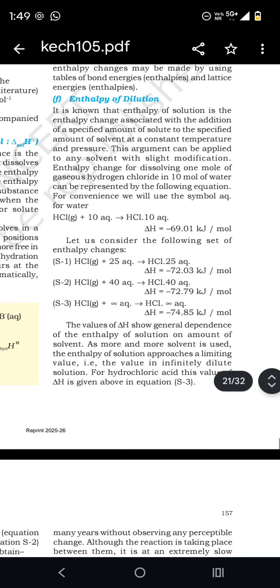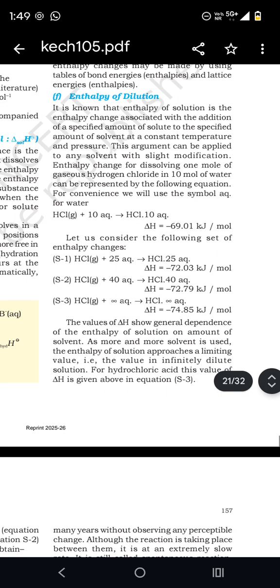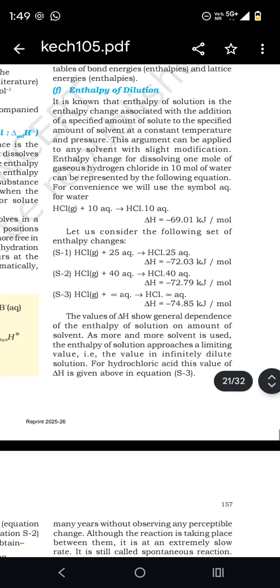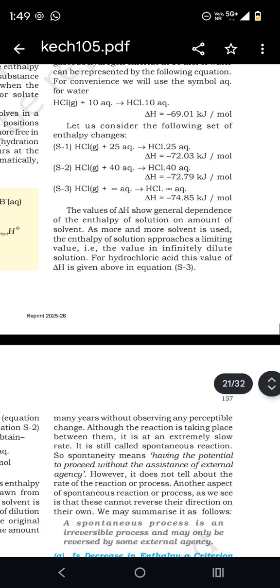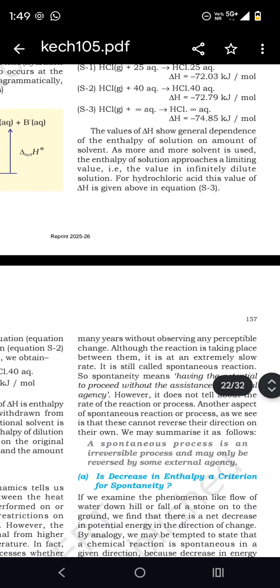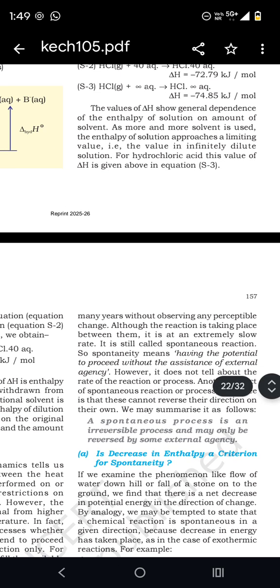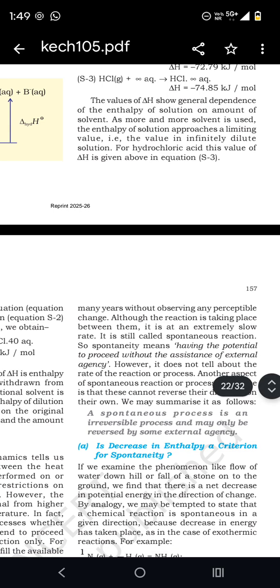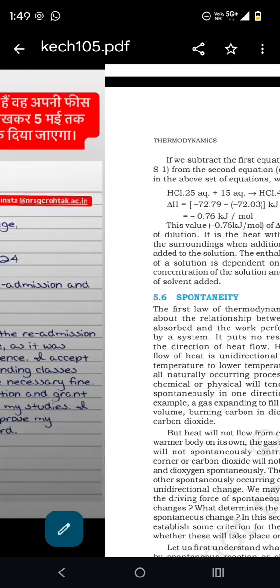The enthalpy change for dissolving 1 mole of gaseous hydrogen chloride in 10 ml of water can be represented by the following equation. The value of delta H shows the general dependence of the enthalpy of solution on the amount of solvent. As more and more solvent is used, the enthalpy of solution approaches a limiting value. This value is for an infinitely dilute solution of hydrochloric acid. This value of delta H is given above the equation.